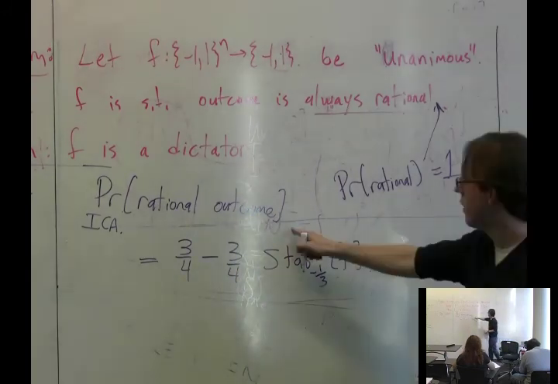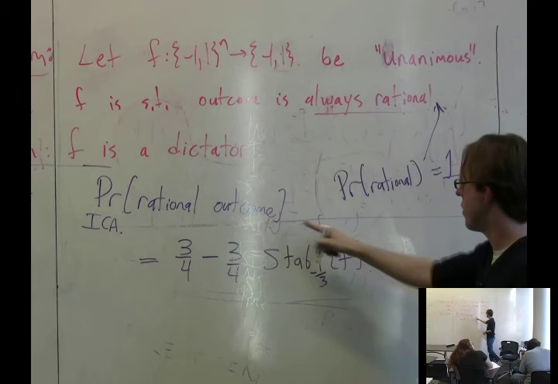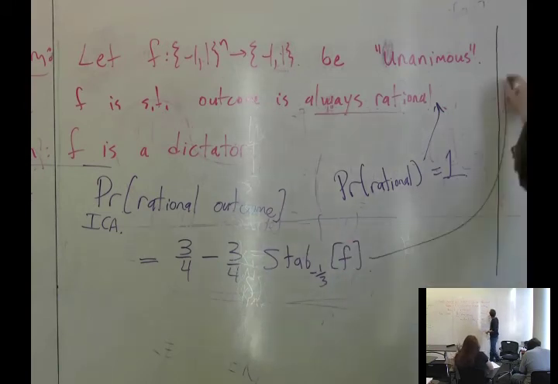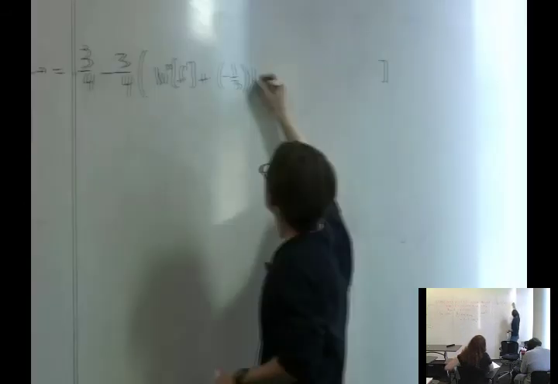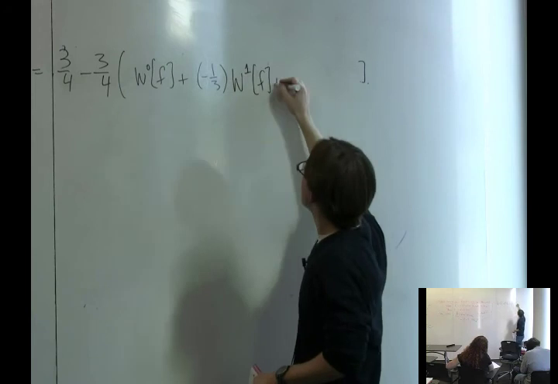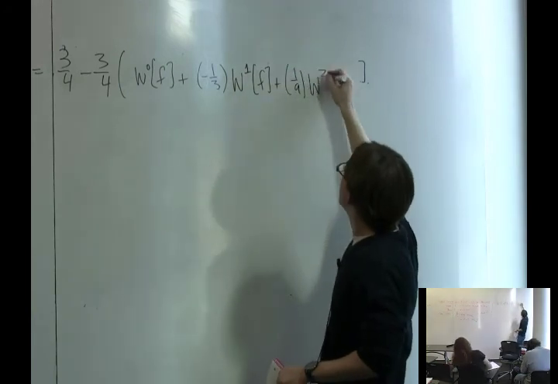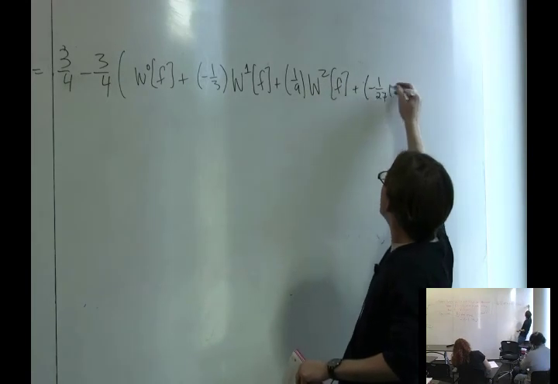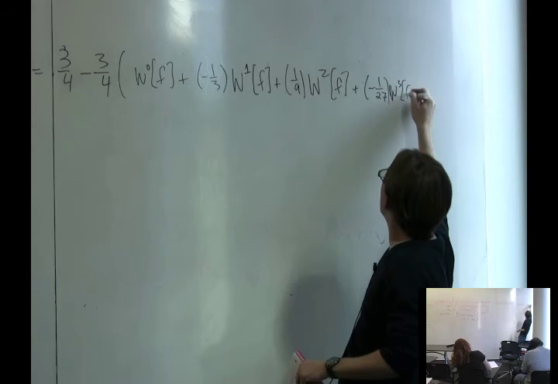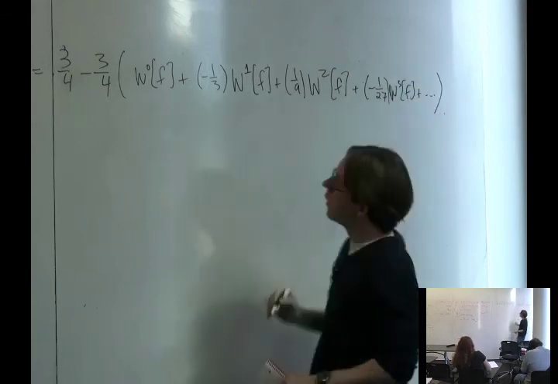Okay, so this little lemma that Kalai proved, let's start with it. The probability of a rational outcome is this. And let's just write out the Fourier formula for this. So that's equal to 3/4 minus 3/4 times, for the noise stability, the weight at level 0, plus rho, which in this case is minus 1/3, times the weight at level 1, plus rho squared times the weight at level 2, plus rho cubed times the weight at level 3, et cetera.